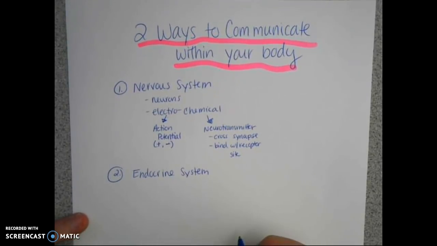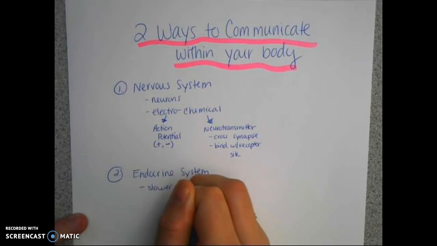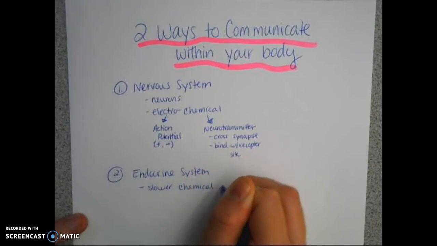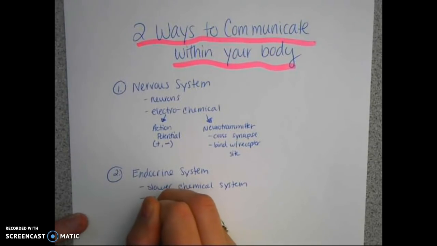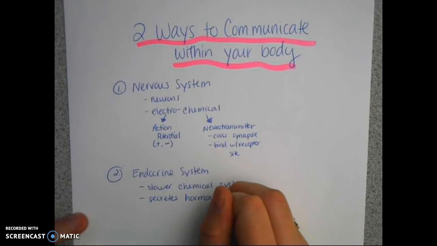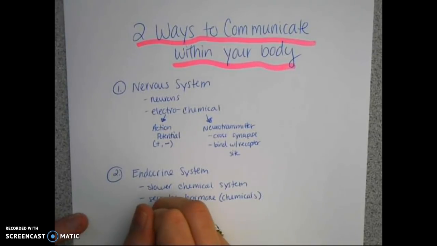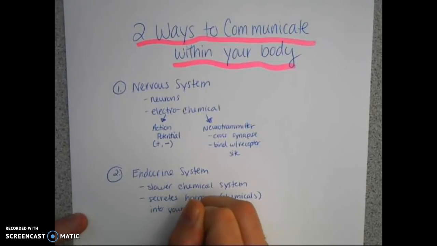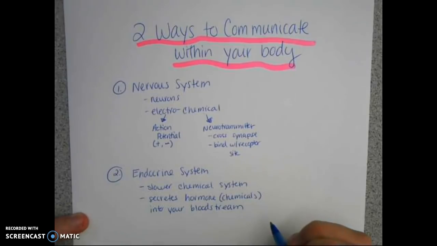Typically speaking, the endocrine system is a much slower chemical system. It secretes hormones, which are chemicals, into your bloodstream. So the main process of the endocrine system is going to use your bloodstream to circulate the messages to the different parts of your body, right?